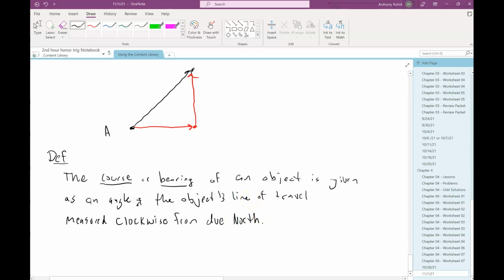So the course or bearing of an object is given as an angle of the object's line of travel. Here's the kicker, though. Now we're talking it going clockwise, and it starts at due north. Yuck. Why, navigators, why?